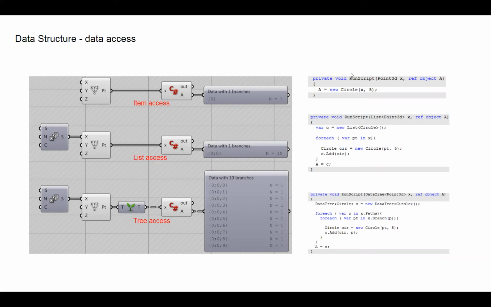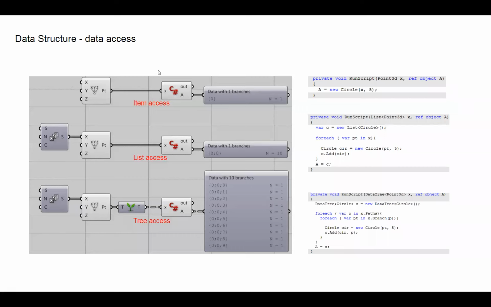But what happens behind the scenes is this. With item access, when you have one item, everything here will be executed every time. With list access, the whole list will be executed every time. With tree access, each branch will be executed every time. So what happens if you have 10 items here for this input, set to item access? It means this code will be executed 10 times, let's say if we have 10 items here.